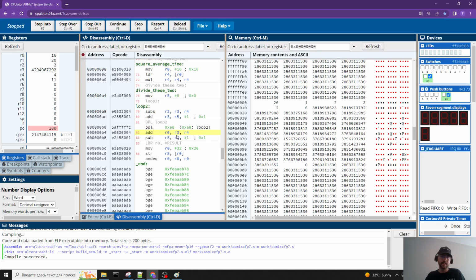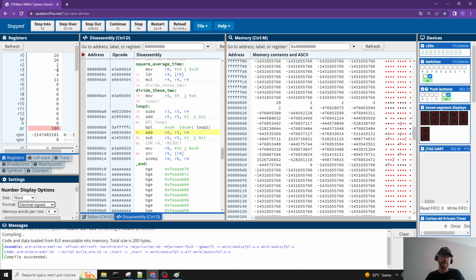And the next line it's going to add, so it's going to do R3 and R4, which I believe must be -4. It doesn't look right because it should be signed, I guess. Yeah, so -4 and 4. It's going to add those, and then it's going to store the result in R6. So R6 is the remainder, which the remainder is 0.